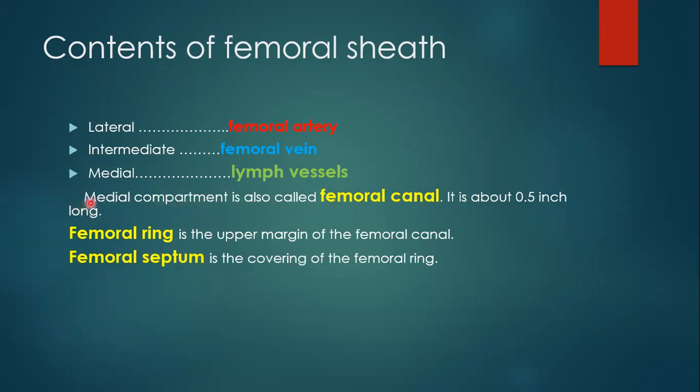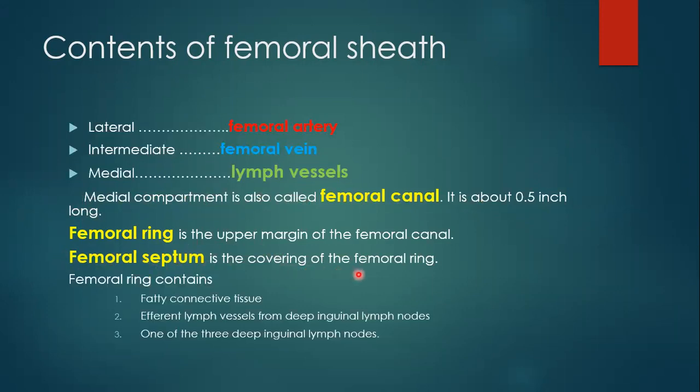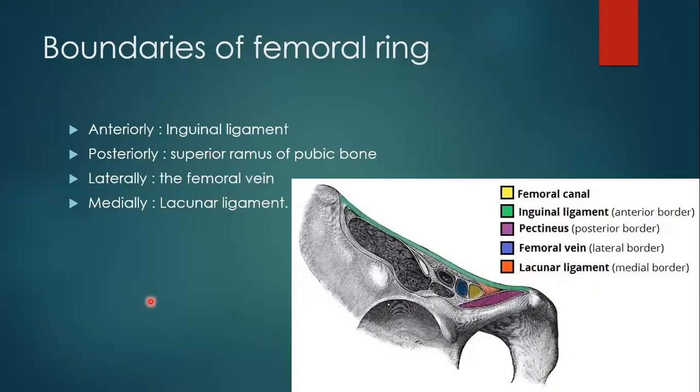Okay, so the medial compartment is also known as the femoral canal. It is about 0.5 inch long. The femoral ring is nothing else but the upper margin of the femoral canal. Femoral septum is the covering of the femoral ring. Femoral ring contains fatty connective tissue, which is just for filling the space, efferent vessels from deep inguinal lymph nodes, and one of the 3 deep inguinal lymph nodes. Okay, so it has got lymphatics with some fatty tissue.